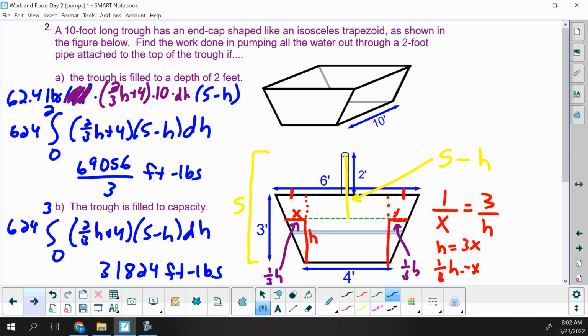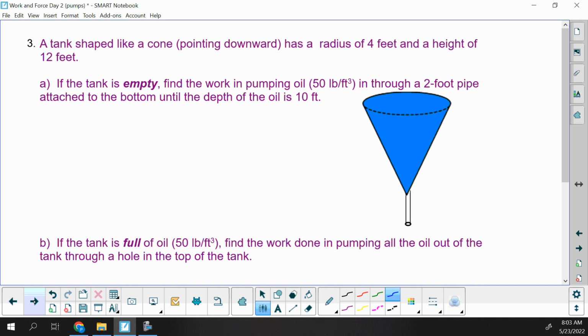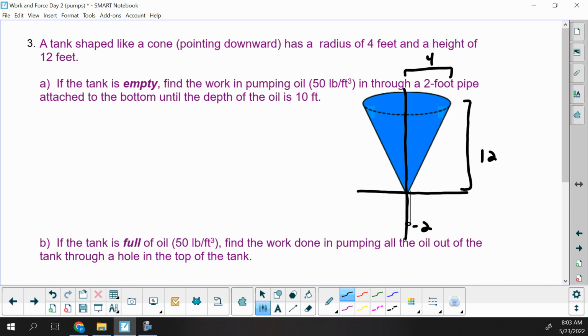We'll look at one more example. Going over to number 3, we now have a cone. It's pointing downward. We've got a radius of 4 feet and a height of 12 feet. And we're going to draw in our axis so the origin is at the point of the cone. So this is 12. That's 4. The pipe is 2 feet, so the end of the pipe would be represented by -2.